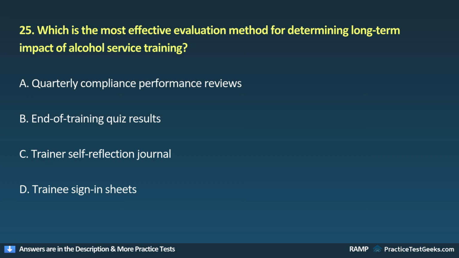25. Which is the most effective evaluation method for determining long-term impact of alcohol service training? A. Quarterly compliance performance reviews. B. End-of-training quiz results. C. Trainer self-reflection journal. D. Trainee sign-in sheets.